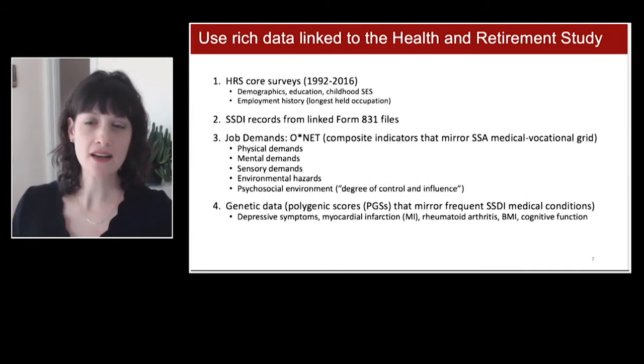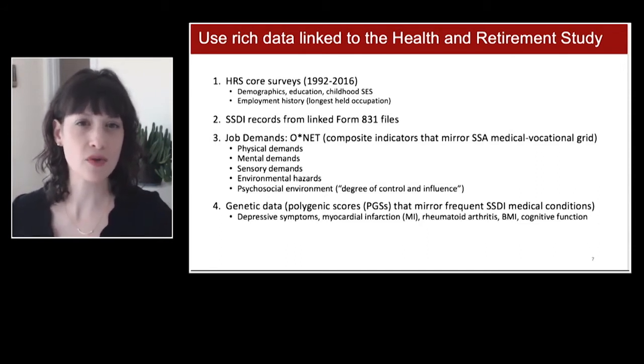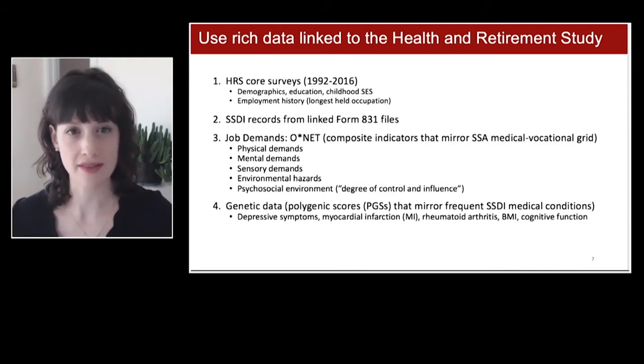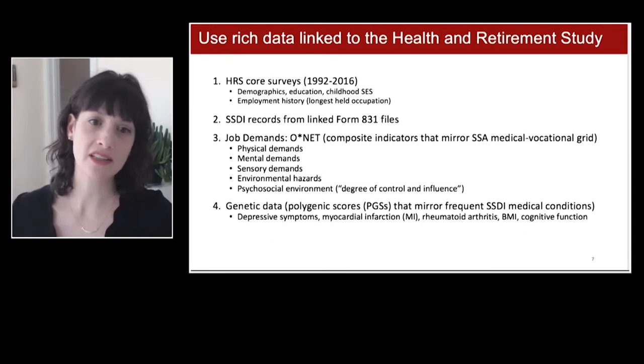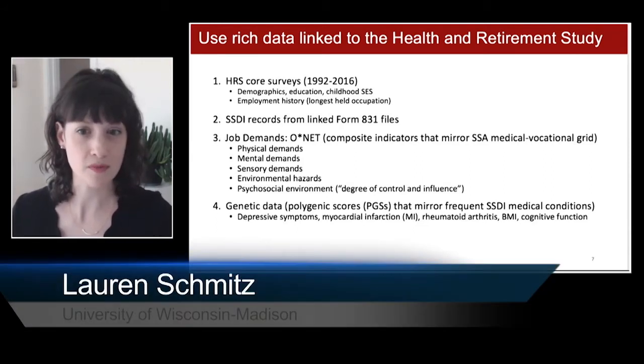We use rich data linked to the Health and Retirement Study. So from the HRS core surveys, we pull information on demographics, education, childhood SES, and also employment history. And here we're looking at an individual's longest held occupation. So all the information you're going to see on these slides are based on an individual's longest held occupation. We then use SSDI records from linked Form 831 files to get all our data on SSDI outcomes. And then we independently link job demands from the Occupational Information Network to the HRS. If you're not familiar with the O*NET, it's a large database of job characteristics that's produced by the BLS.